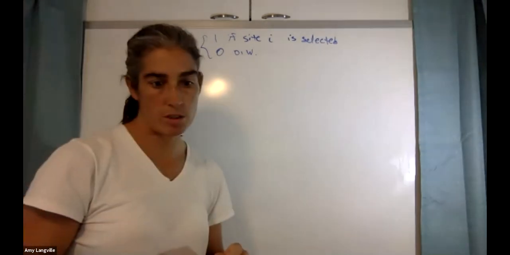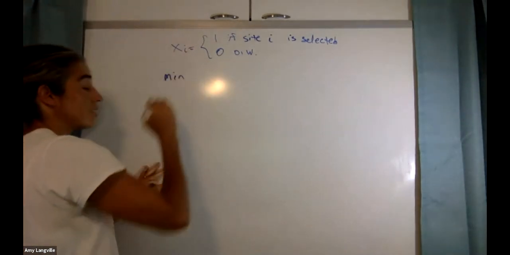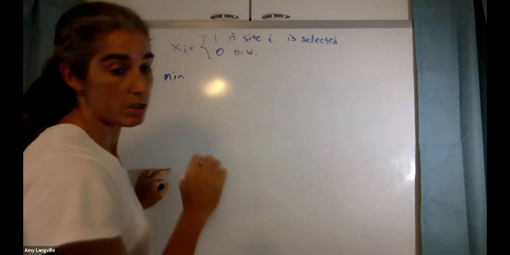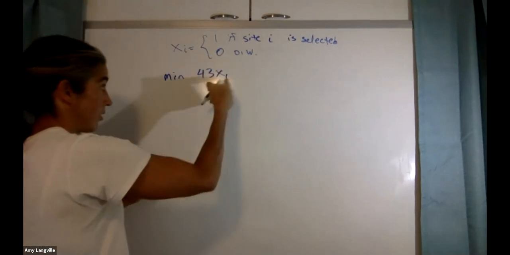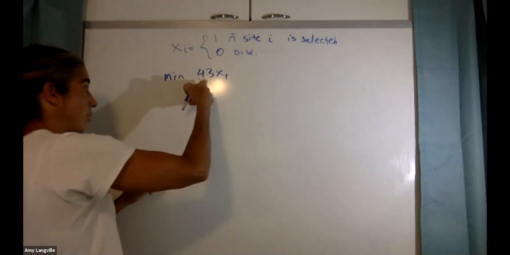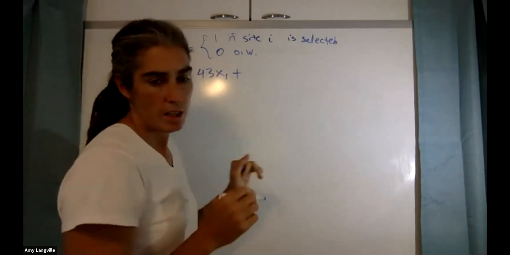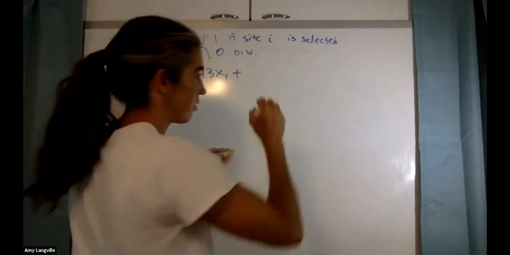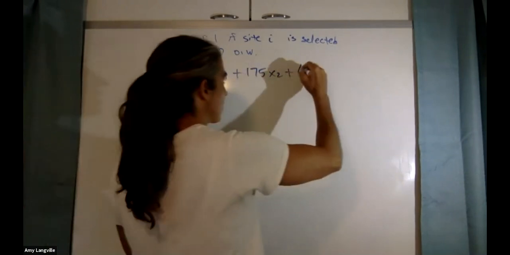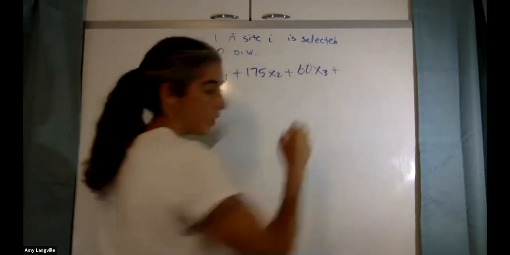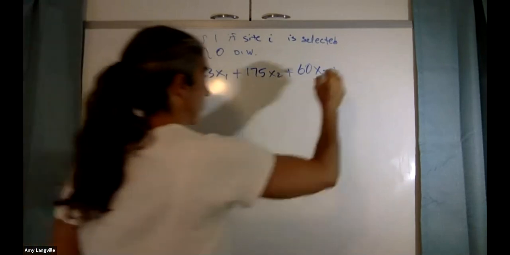Okay, then next thing we want to do once we have those variables is minimize the total cost. And site 1, if it was selected, was $43,000. If it's selected, X1's turned on, that would incur a cost of $43,000. If it's not selected, no cost. Makes sense. And what did we have? 175 X2, that was the expensive one, plus what? 60 X3 plus, what was the last one? 35 X4.